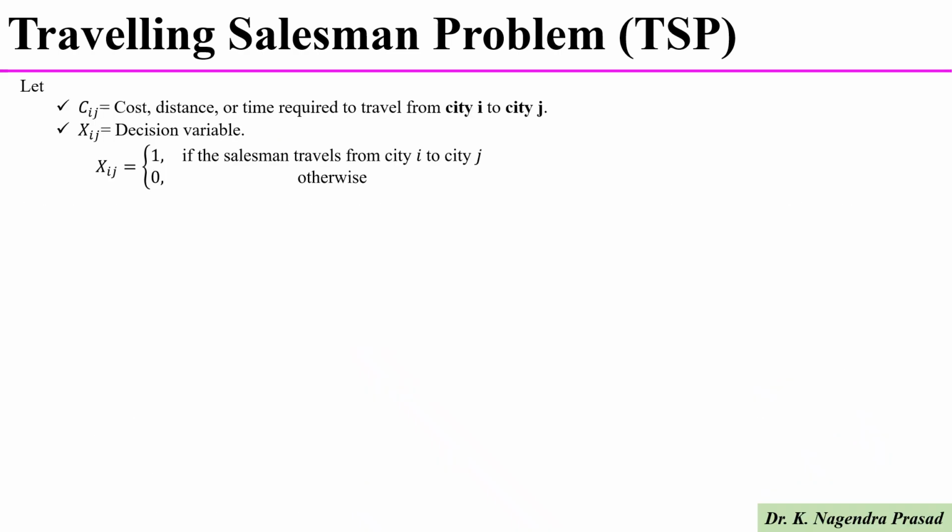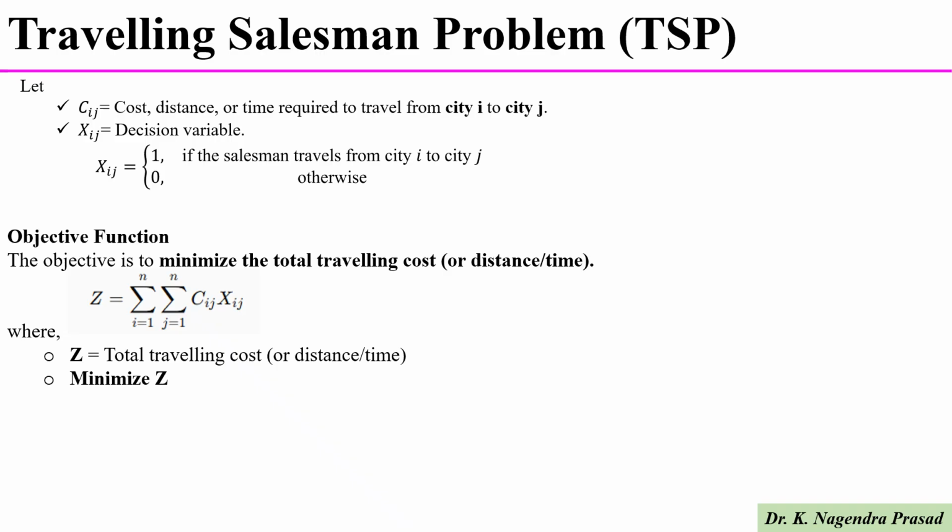Let's consider Cij is the cost, distance or time required to travel from city i to city j, and Xij are the decision variables. The decision variable equals 1 if the salesman travels from city i to city j, and if the salesman travels from city i to city i or city j to city j, then it is equal to 0. So Xij is 1 when the salesman travels from city i to city j, otherwise you have to consider 0.